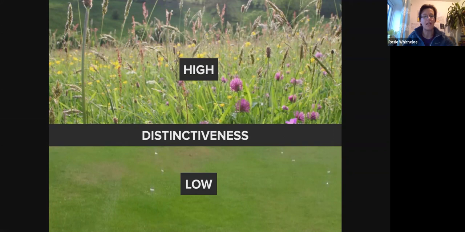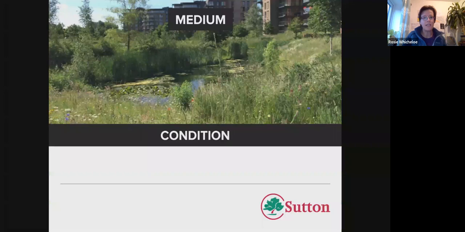The other thing that the metric has is a thing called condition, and that's to do with the habitat condition. It's very strongly linked to management and the presence of invasive species and the effects of disturbance. In this case, for this pond, we know that ponds are high value for biodiversity, lots and lots of species depend on them, but its condition is perhaps not so great because you can see there's some algae that has formed on the surface, and that shows that there's a lot of eutrophication because it's close to roads. So the condition of this habitat is, say, medium. So high distinctiveness, medium condition, and these get tallied up in the calculation.